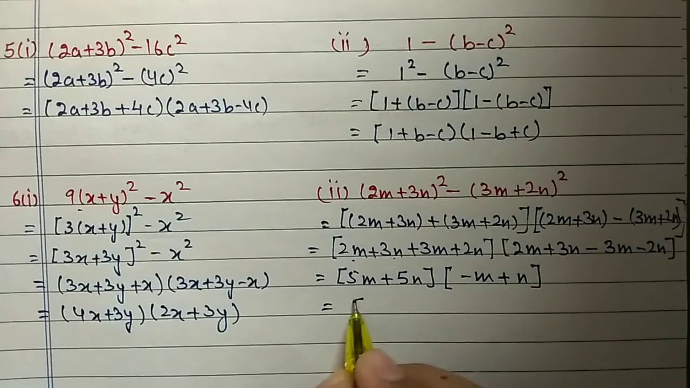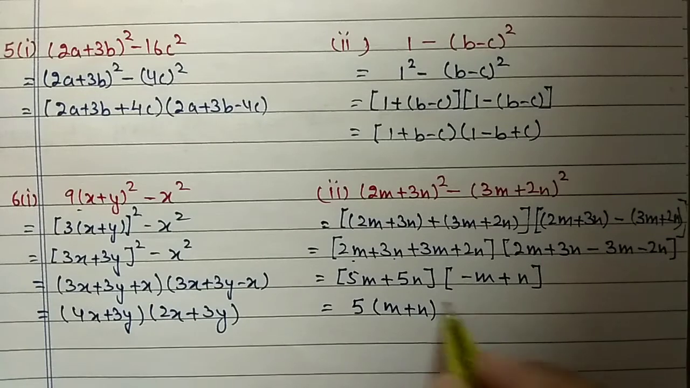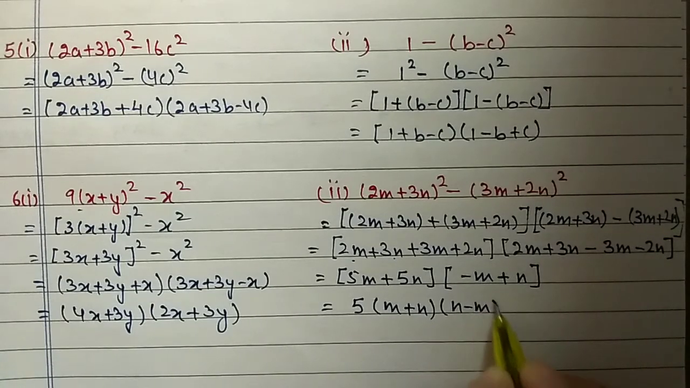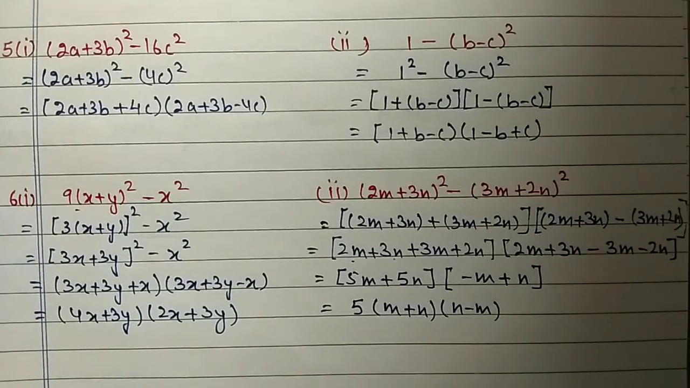5 here you can take out as common, so you will get 5 times (m plus n), and this thing you can write as (n minus m). You can change the place.